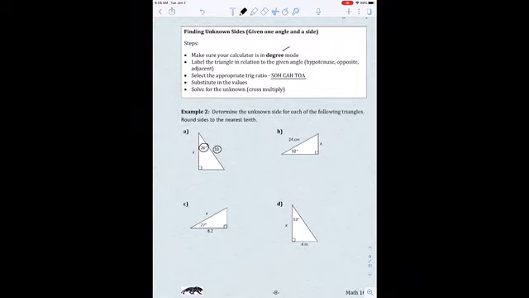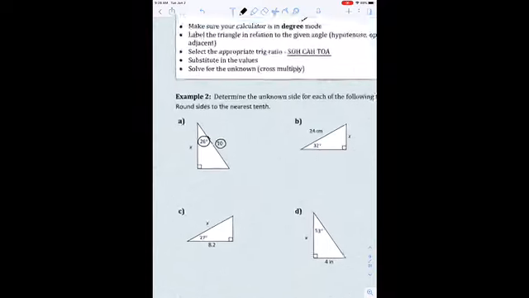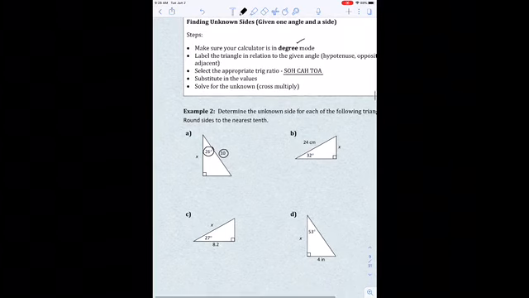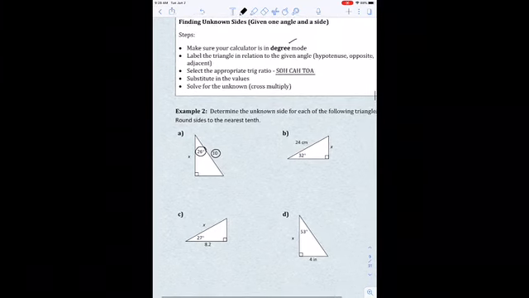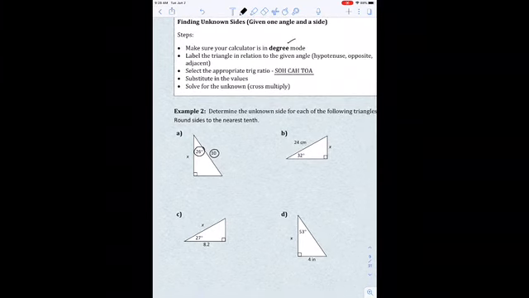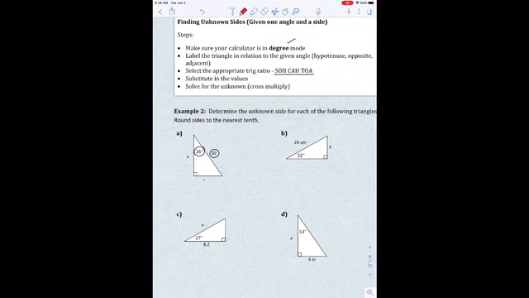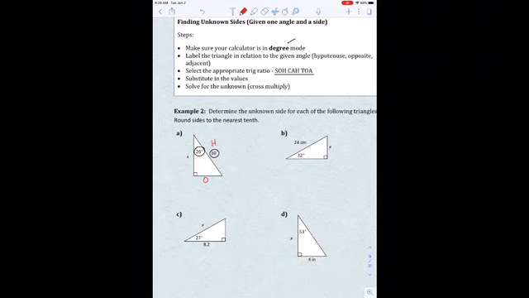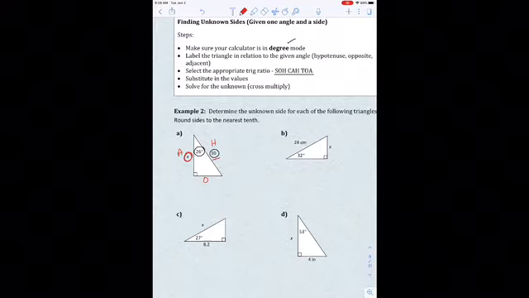Label the triangle in relation to the given angle. So this again is the most important thing. If we're able to label a triangle with respect to opposite, adjacent, and hypotenuse, we are good to go. So let's do that right now. This triangle here, this would be our opposite side, this would be our hypotenuse, and this is our adjacent. The next thing I want to do is select the appropriate ratio. This is the missing side that I'm looking for. I'm looking for side x, and I have side 10.